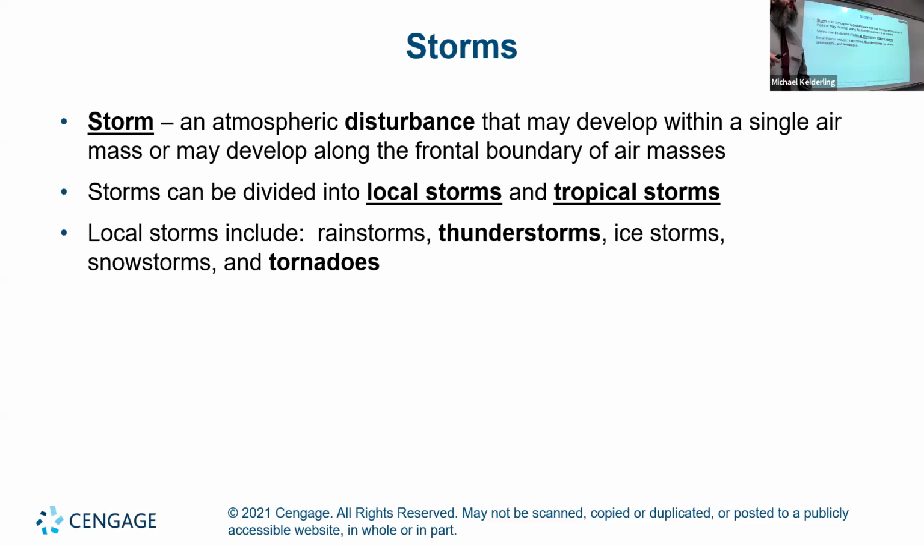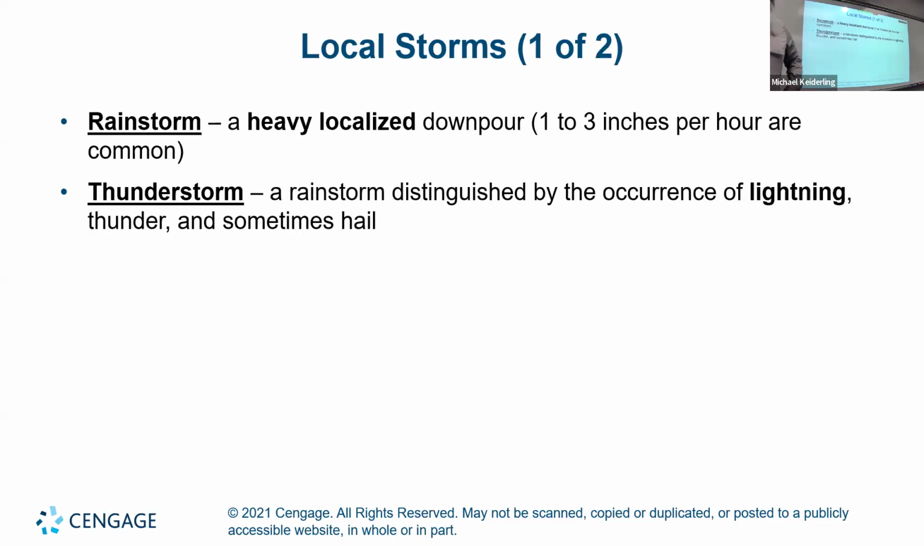Because we're so far inland, we don't really get tropical storms, because tropical storms are fed by warm water, so we don't actually encounter them very often. So, some local storms. A rainstorm is a heavy localized downpour. 1 to 3 inches per hour is common. A thunderstorm is a rainstorm with lightning, thunder, and sometimes hail.